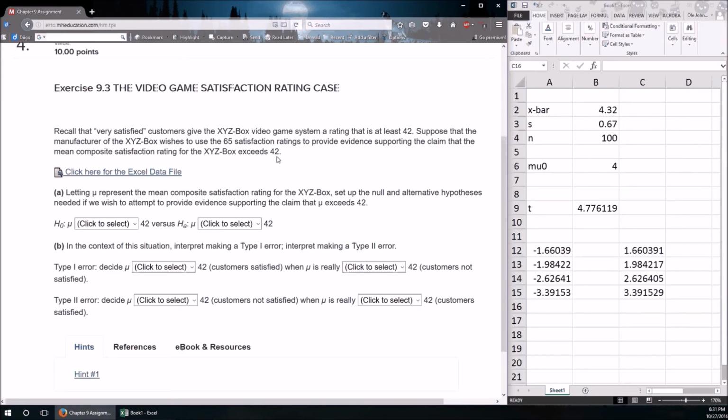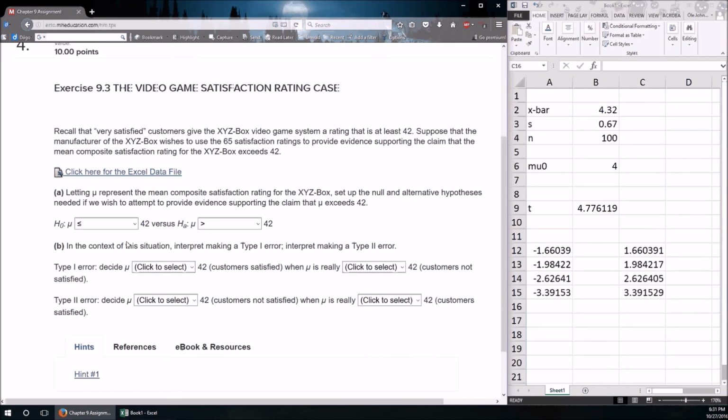Well, we know that mu greater than 42 has to be the alternative, because the alternative hypothesis always has one of the following: less than, greater than, or not equal to. Since the alternative is greater than 42, the null has to be the logical opposite of greater than, which is either not greater than or less than or equal to. They mean the same thing.